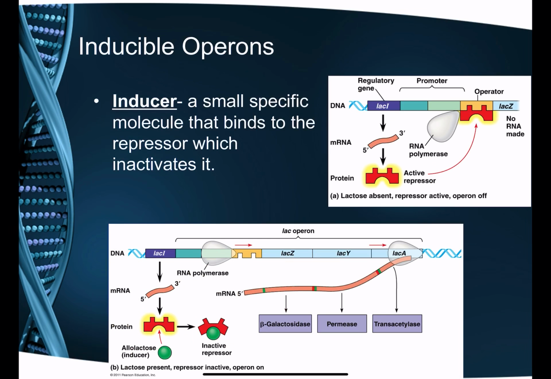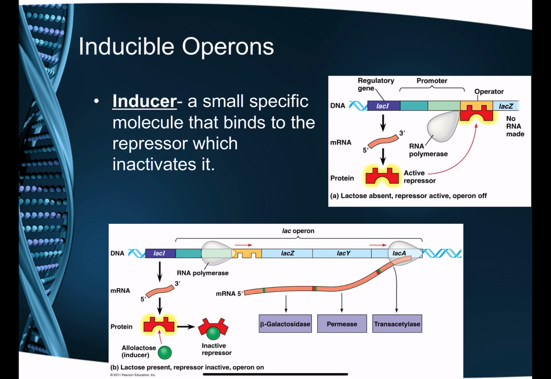Let's take a look at the other kind. The next type is an inducible operon. So for the repressible operon, our example was tryptophan. For the inducible operon, our example is the lac operon. The lac operon is referring to lactose. Lactose is available to E. coli through the host's diet.